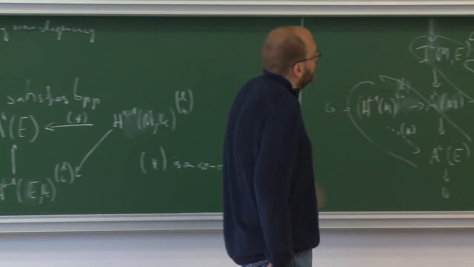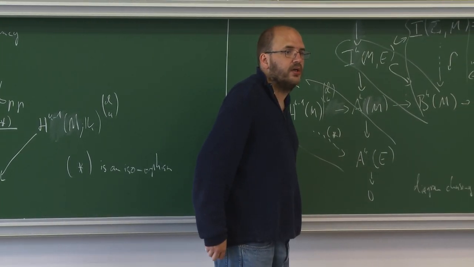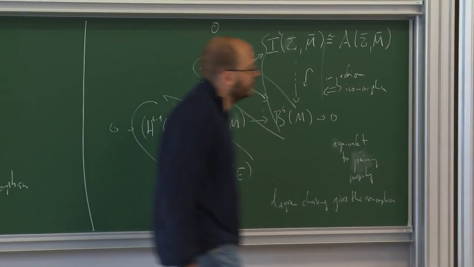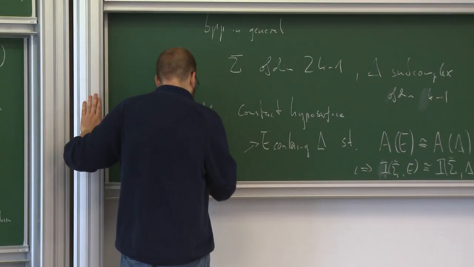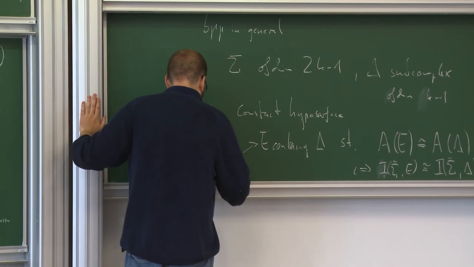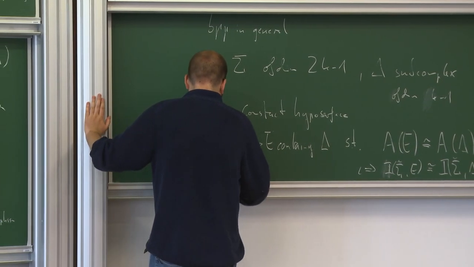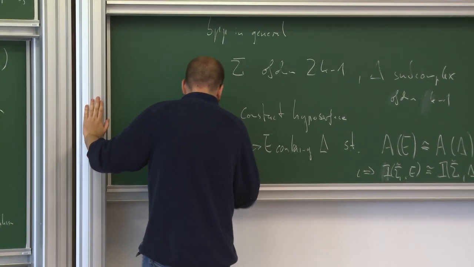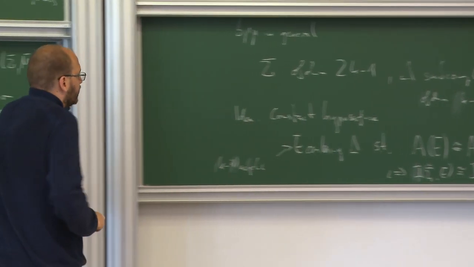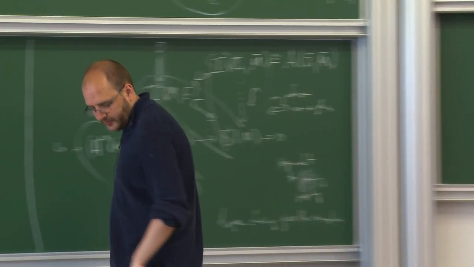Are you going to construct E such that E is acyclic? I will construct E such that it is acyclic. So this here will be k minus 2 acyclic. Right. Thank you.